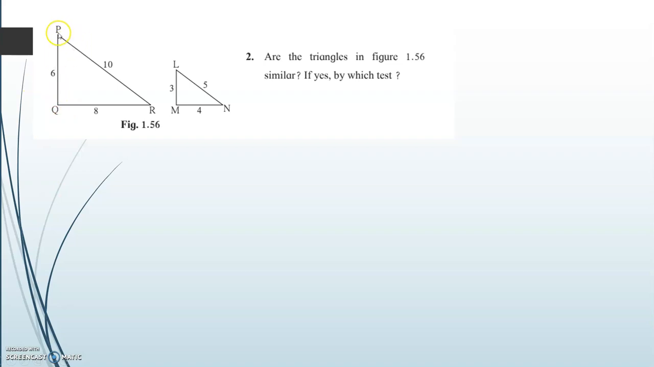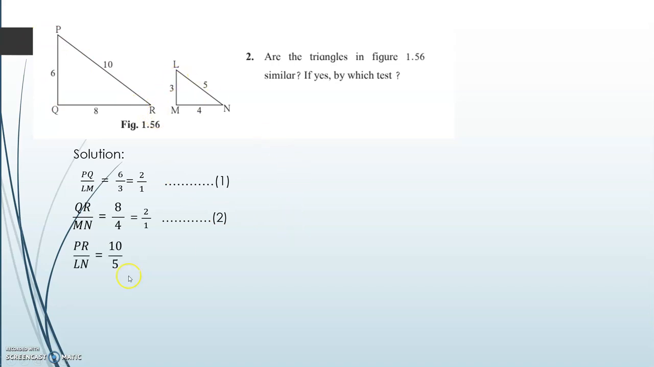So let's find out PQ upon LM. We will write down PQ upon LM will be 6 upon 3. When you reduce it, you will get 2 upon 1. Then we'll write QR upon MN. That will be 8 upon 4. When you reduce it, you'll get 2 upon 1. Then we'll take PR upon LN. That will be 10 upon 5. When you reduce it, you will get 2 upon 1.